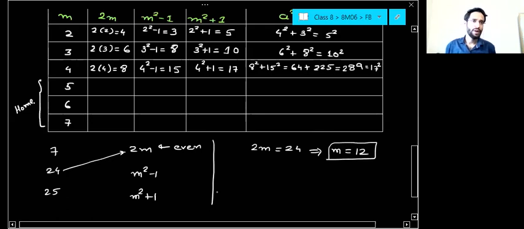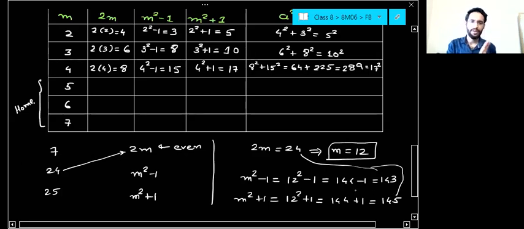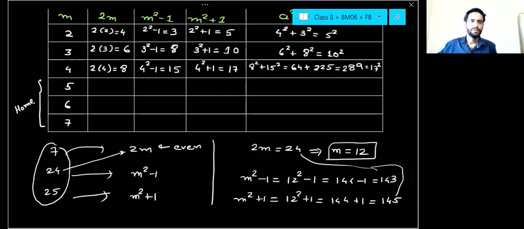So since m is equal to 12, now understand this carefully. What should be your value of m square minus 1? It should be 12 square minus 1, 144 minus 1, which is 143, and m square plus 1, 12 square plus 1, 144 plus 1, it should be 145. So according to 2m, m square minus 1, m square plus 1, your three numbers should be 24, 143 and 145. They are perfect square, I agree, right? But here, can I write 7, 24 and 25 in form of 2m, m square minus 1 and m square plus 1?